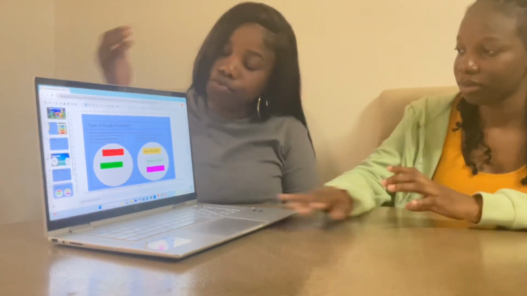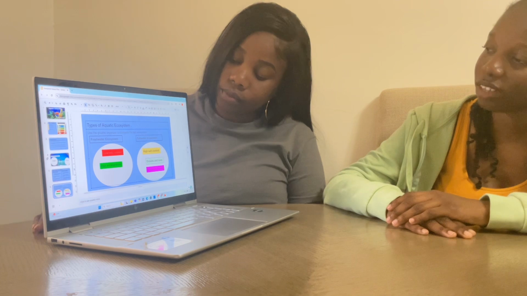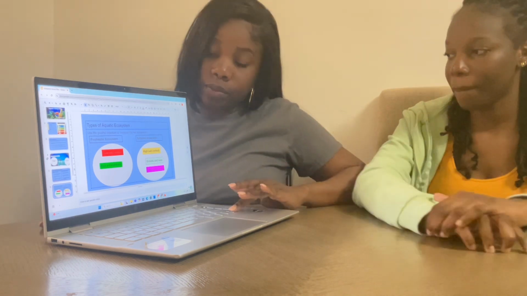Okay, so can you read for us what you have under freshwater ecosystem? Under freshwater ecosystem, I have a low salt content, and you find algae and amphibians. Okay, and what do you have under saltwater ecosystem? Under saltwater ecosystem, I have a high salt content found in oceans and seas, and you can find seaweed and whales. Good.